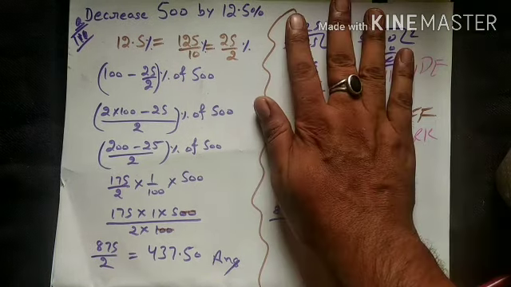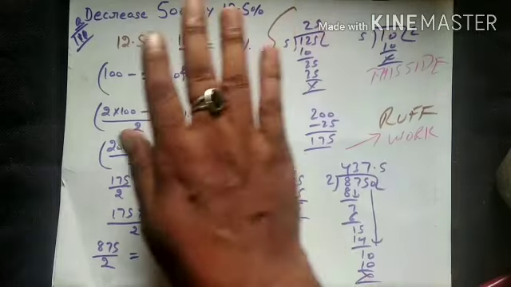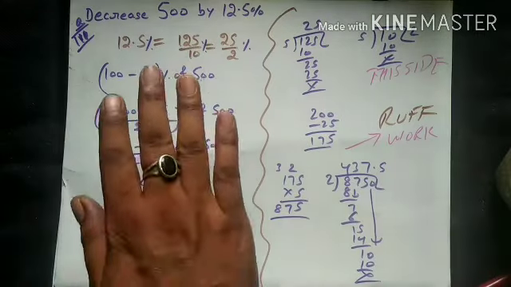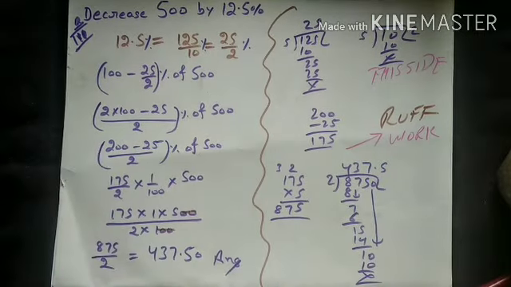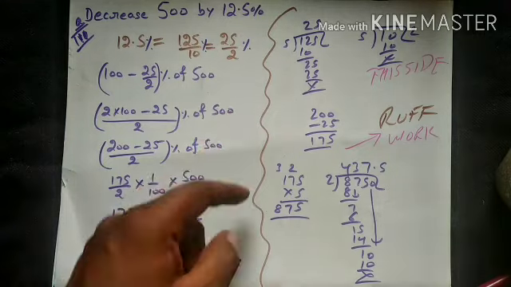Rough work is this side. You need not write this, but you can write it for the written purpose. The solution part is there on the left hand side of this curved line.